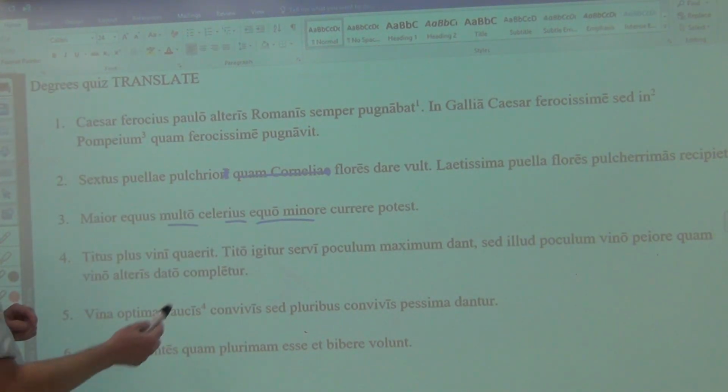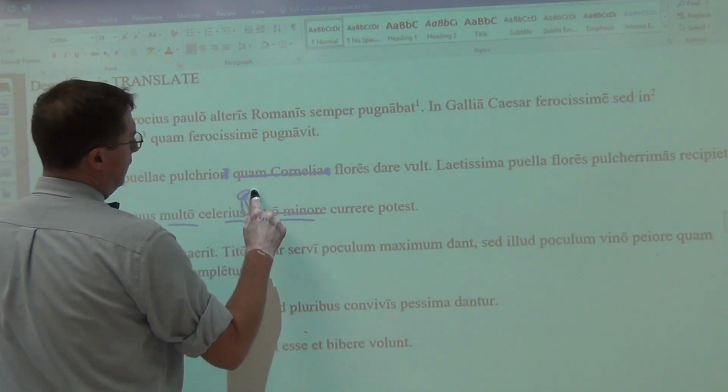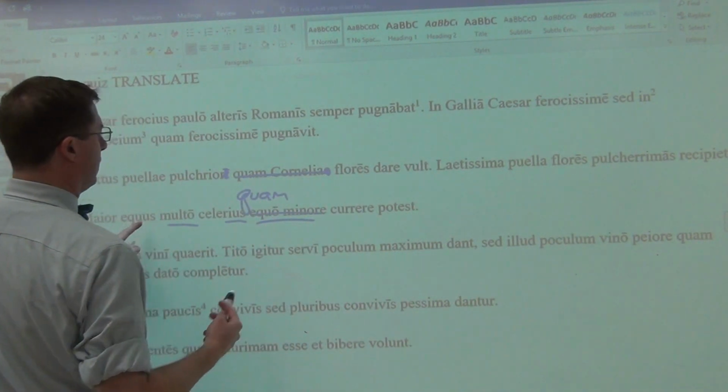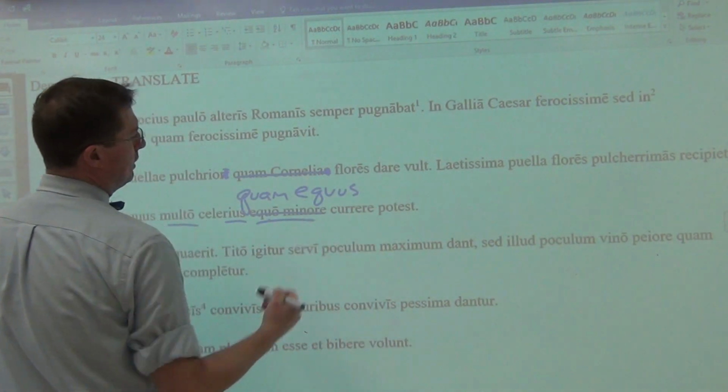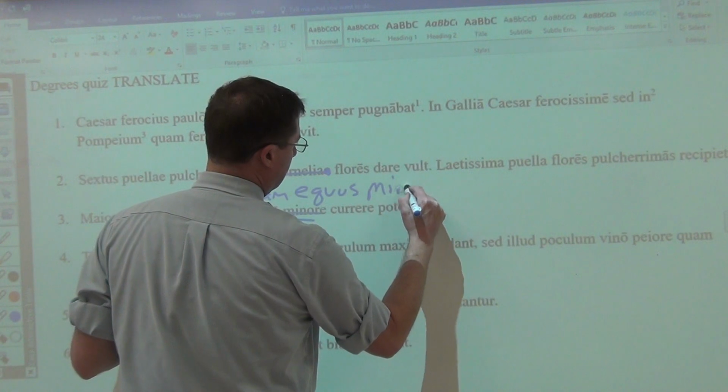If I wanted, I could have used a quam, but if I had a quam, it would have been quam, and then you put equus in the nominative, and minor in the nominative is going to be just simply minor.